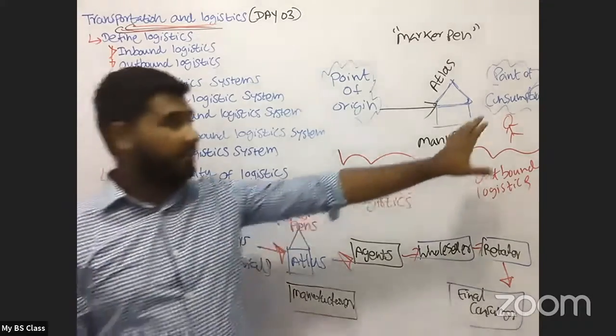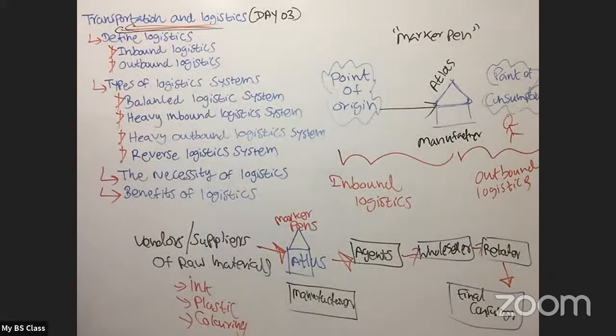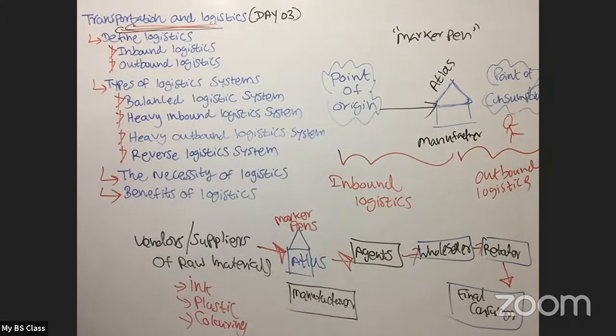So here what we have is a point of consumption. So it starts from the origin and goes to the point of consumption. And this is one example. What you see below is the example.